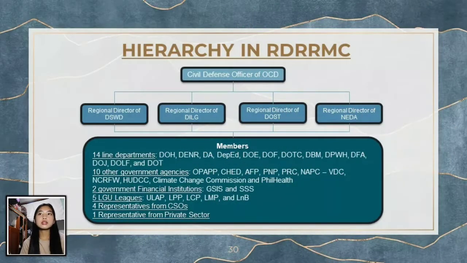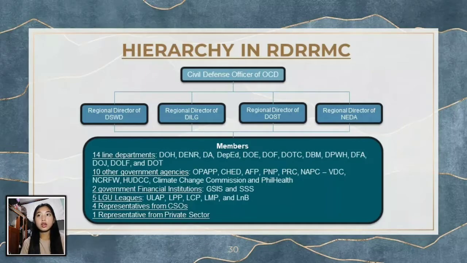First is the Civil Defense Officer of OCD, followed by the Regional Director of DSWD, Regional Director of DILG, Regional Director of DOST, and Regional Director of NEDA. Followed by the members, 14 line departments: DOH, DENR, DA, DepEd, DOE, DOF, DOTC, DBM, DPWH, DFA, DOJ, DOLE, and DOT.